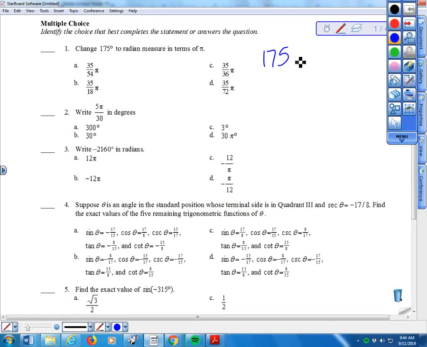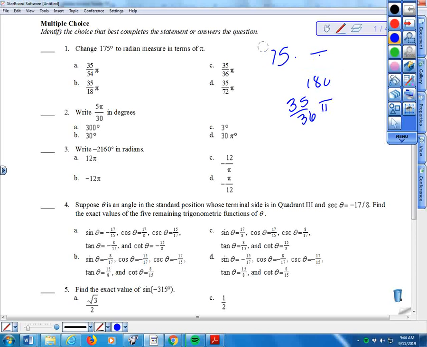Okay, so it's always degrees on bottom and pi on top. So you can simplify. And what's the common factor? 5? So what does this reduce to? 35 over 36. Yep. Questions on that process? Pretty straightforward.